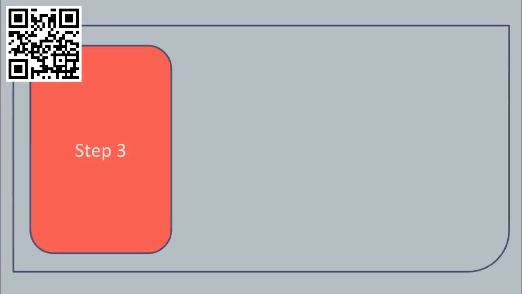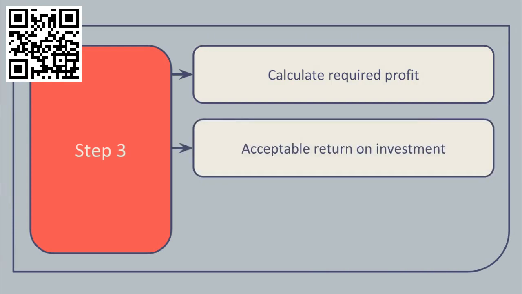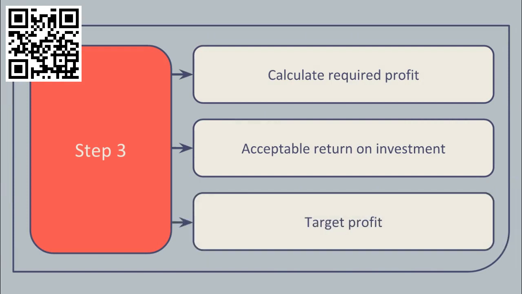The company then calculates the profit that is required from the sale of this product. This profit is usually determined by what the company investors may deem to be an acceptable return on their investment. This can be referred to as the required profit or the target profit.